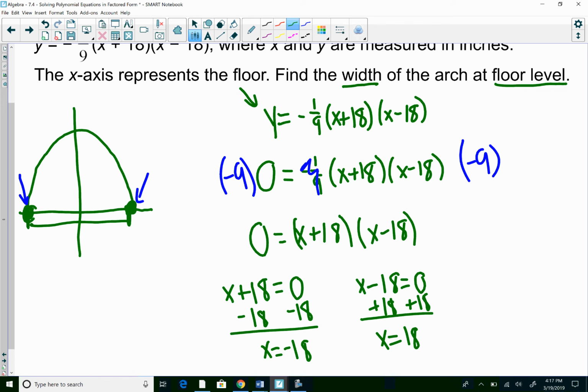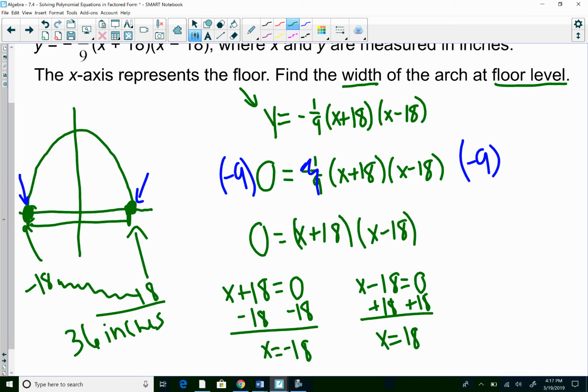Okay, so here's what these are saying. This point right here is at -18, and this point right here is at +18. So we've got to figure out what's the distance between these two. If you think, okay, -18 is 18 away from 0 on the number line, and then 18 is 18 away from 0 on the number line, that gives you a total of 36 inches of distance for the width.